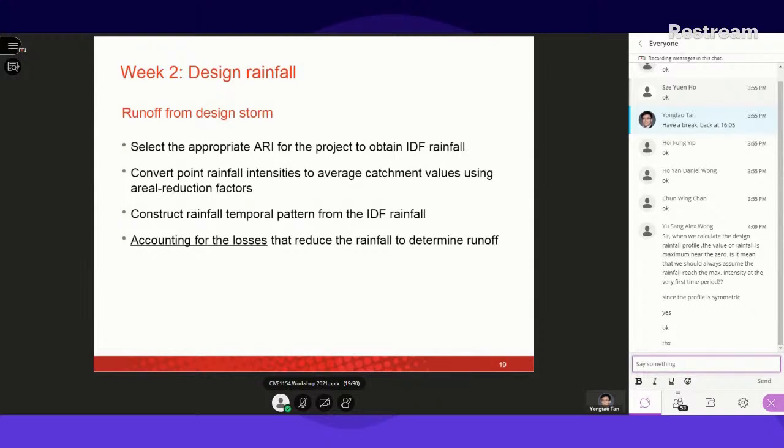In many cases, the geography and the financial availability may influence the choice of ARI, and also some local factors. And as I mentioned, the ARR curves are only valid for areas up to 25 square kilometers. So if the catchment area is larger than 25 square kilometers, you use the areal reduction factor.